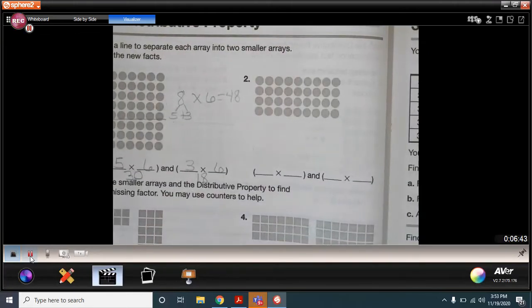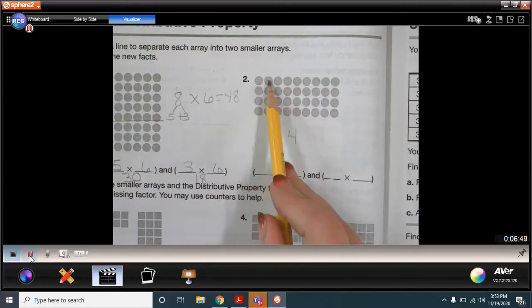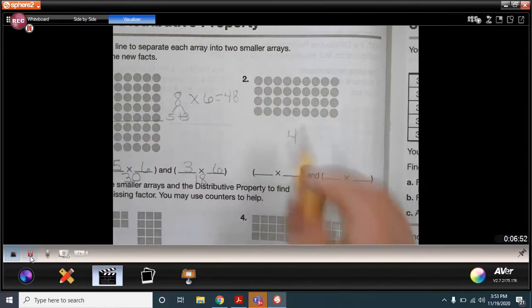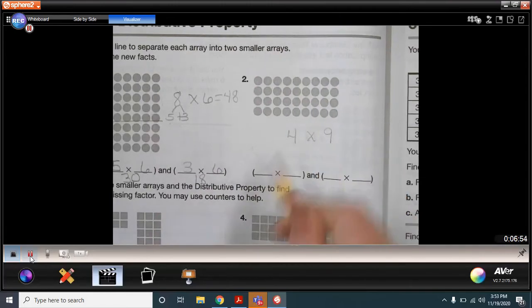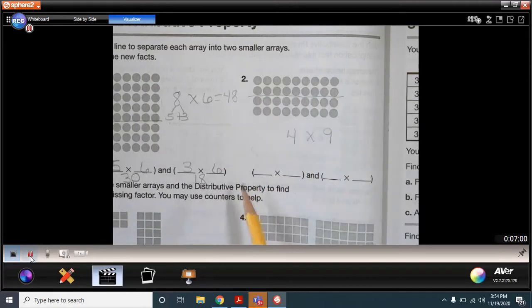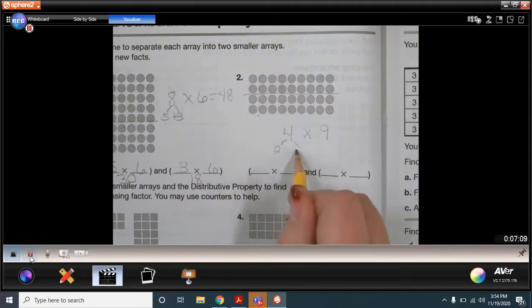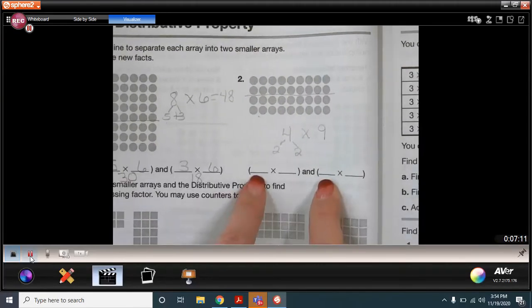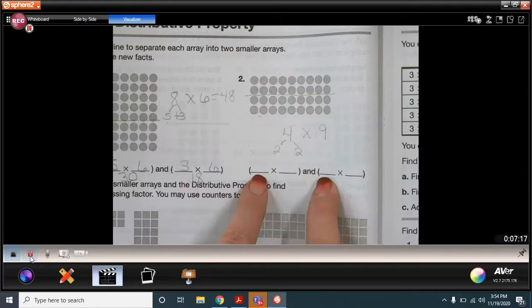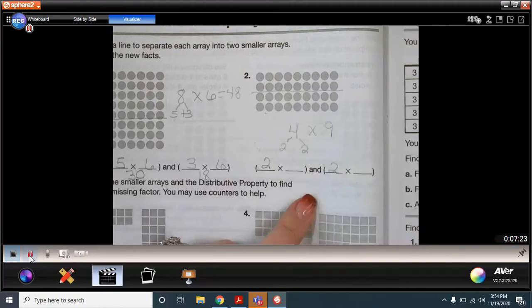Number 2, I have 4 rows with 9 in each row. I'm going to break it apart right down the middle. And when I say down the middle, that means I have the same amount on the top and the same amount on the bottom. Now, how I broke these rows up as 2 and 2 tells me that my 2 rows and my 2 rows are going to be here in my first factors for those equations. So, 2 rows, 2 rows.